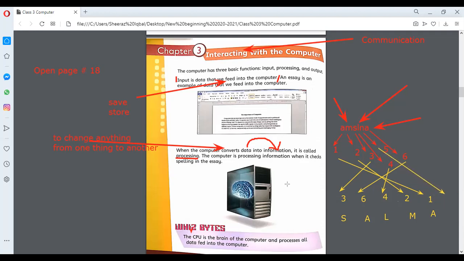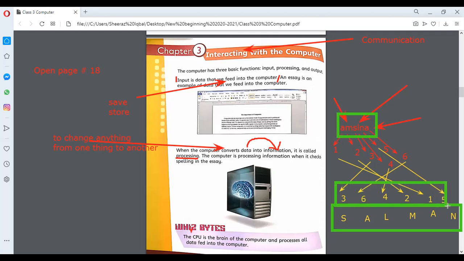So if you see, this will change the numbers. We write 1 2 3 4 5. Now 3 6 4 2 1 5, and we got the N here. So this word which we saw earlier is converted into a new word after the processing. How do we process it? We assign the numbers and we change the positions. It's just an example.